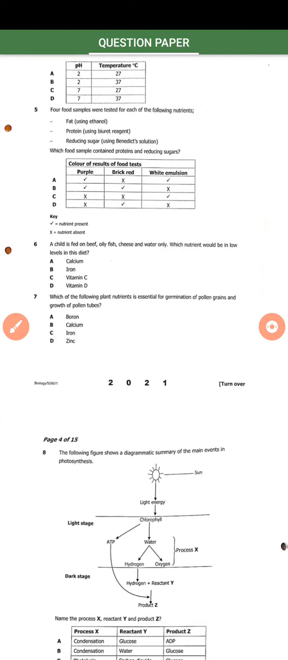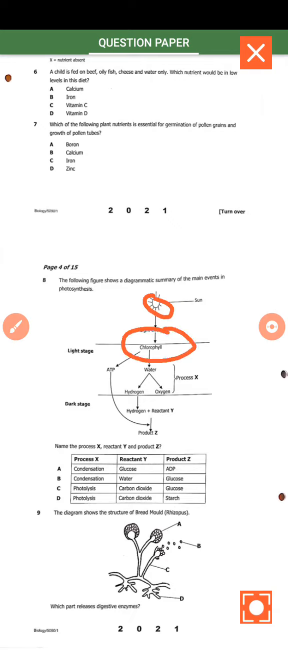Okay, so we go to this diagram here, 8. The following diagram shows a diagrammatic summary of the main event of photosynthesis. Remember that photosynthesis uses sunlight. Then this sunlight, when it reaches the chlorophyll, is going to split water molecules into hydrogen and oxygen. So the process X here is photolysis.